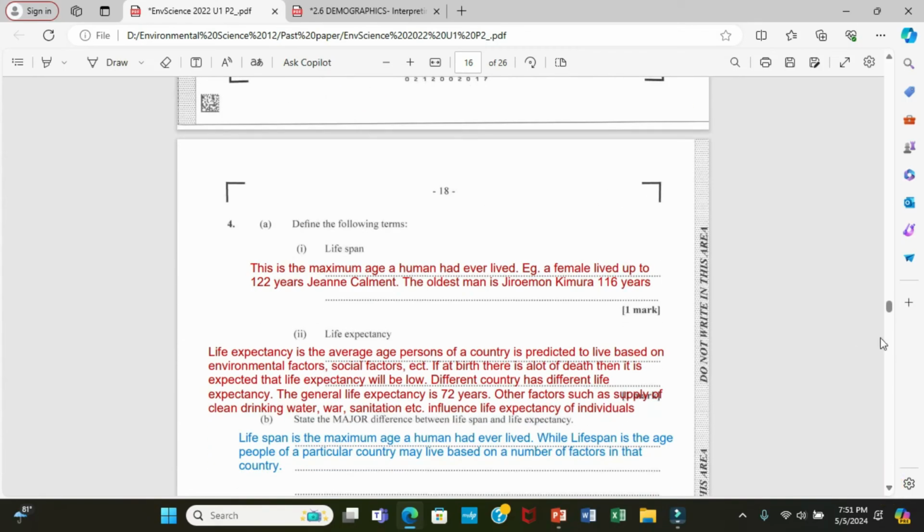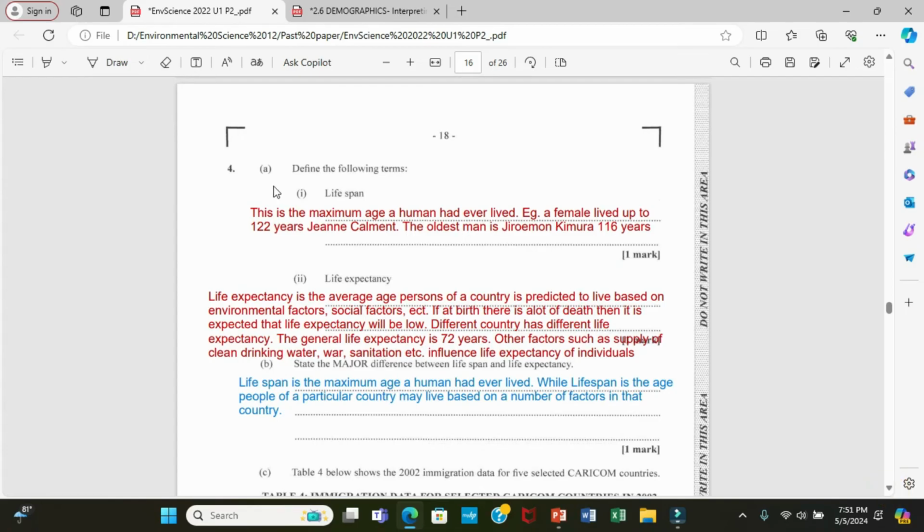All right, continue. It says, define the following terms: lifespan and life expectancy. All right, also these are factors of the population demographic as well, guys. Now, lifespan. All right, let me read. This is the maximum age a human has ever lived. Example, a female lived up to 122 years, and her name is Jeanne Calment. The oldest man is Jiroemon Kimura, and he lived up to 116 years. So this is lifespan. It speaks about how long a person has ever lived.